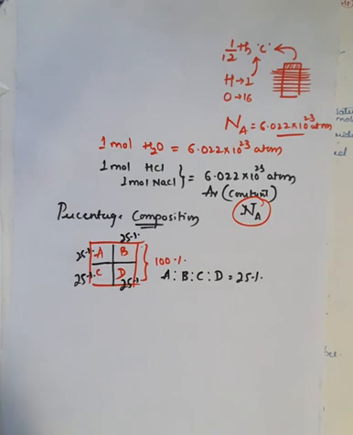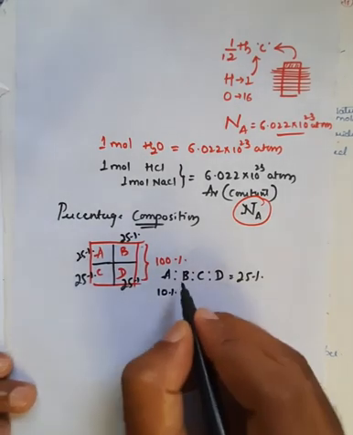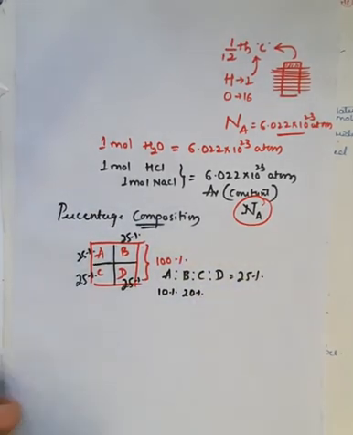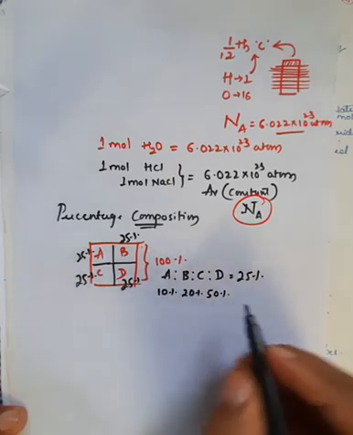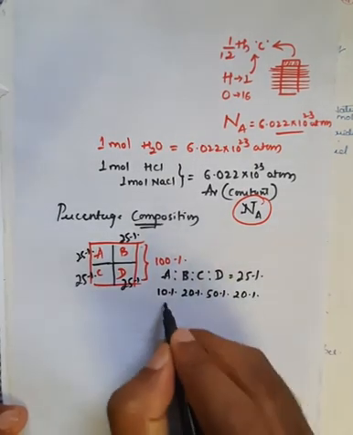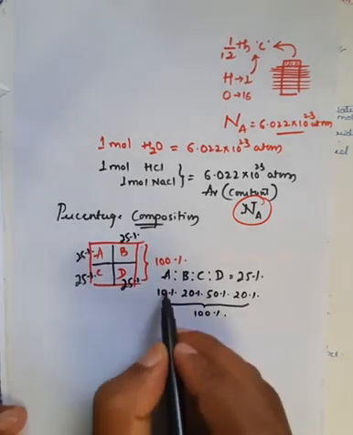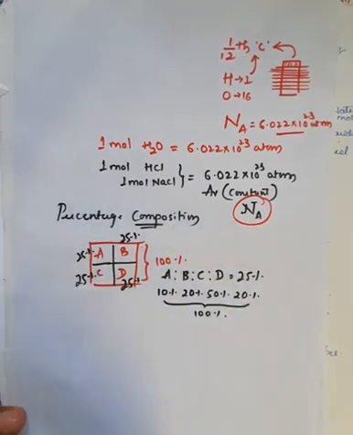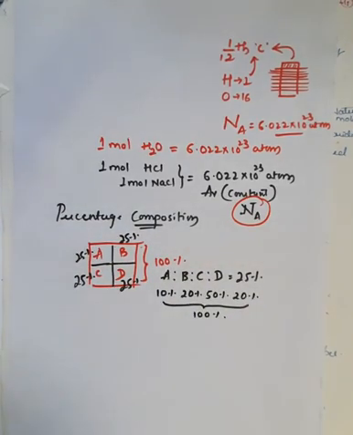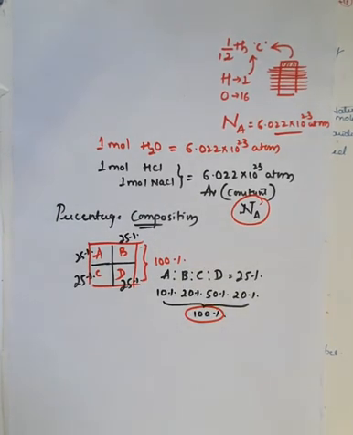Or it may be that A is 10%, B is 20%, C is 50%, and D is again 20%. If you add these 4, you again get a total of 100%. So it may be in any ratio, but the overall value will always be equal to 100%. That is called percentage composition.